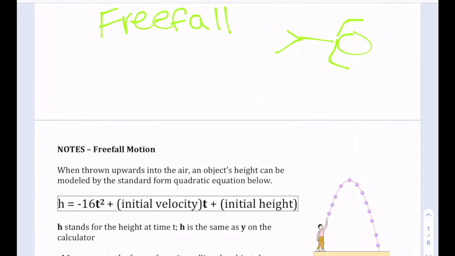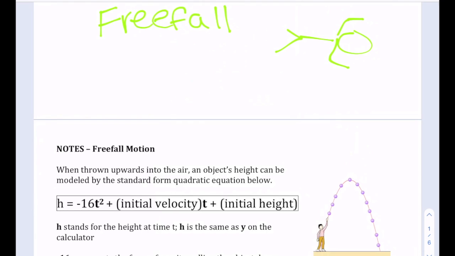This week we're going to be talking about freefall motion because freefall motion uses an equation that we're familiar with. It uses one type of quadratic equation. Freefall equations describe the height of an object at any time when it's in freefall, meaning the only force acting on it is gravity. It's important to note that freefall functions only describe the vertical up and down movement of an object at any time.